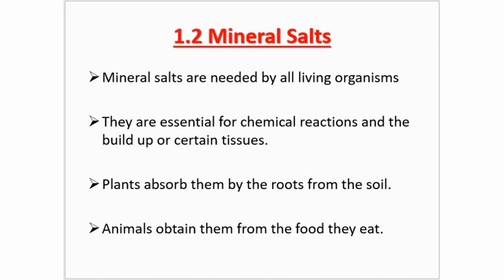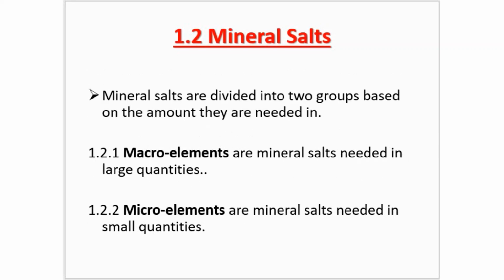They are essential for chemical reactions and the build-up of certain tissues. So plants will absorb them by the roots from the soil, and animals will obtain them from the food that they eat, which is the plants. So the plant will take them up as a raw product from the soil, and then animals will eat plants to obtain the mineral salts. And mineral salts are divided into two groups based on the amount that they are needed in. Some are needed in large quantities, and some are needed in small quantities.